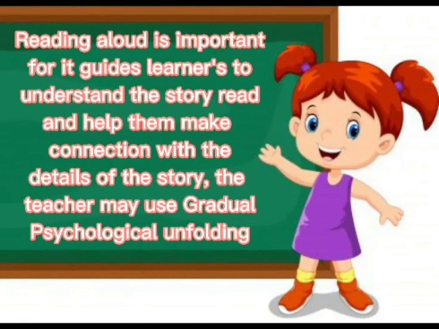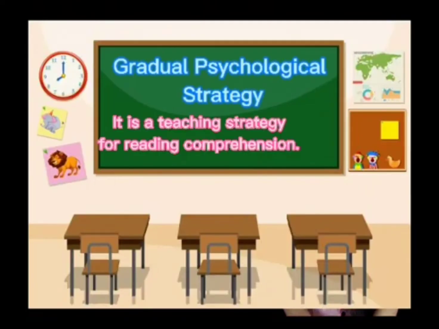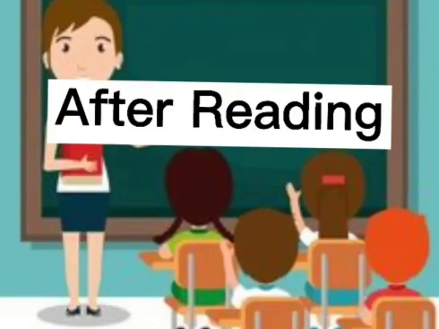Reading aloud is important for it guides learners to understand the story read and helps them make connections with the details of the story. The teacher may use the gradual psychological unfolding strategy. When we say gradual psychological unfolding strategy, it is a teaching strategy used by teachers for developing the reading comprehension of the students. Next is after reading.